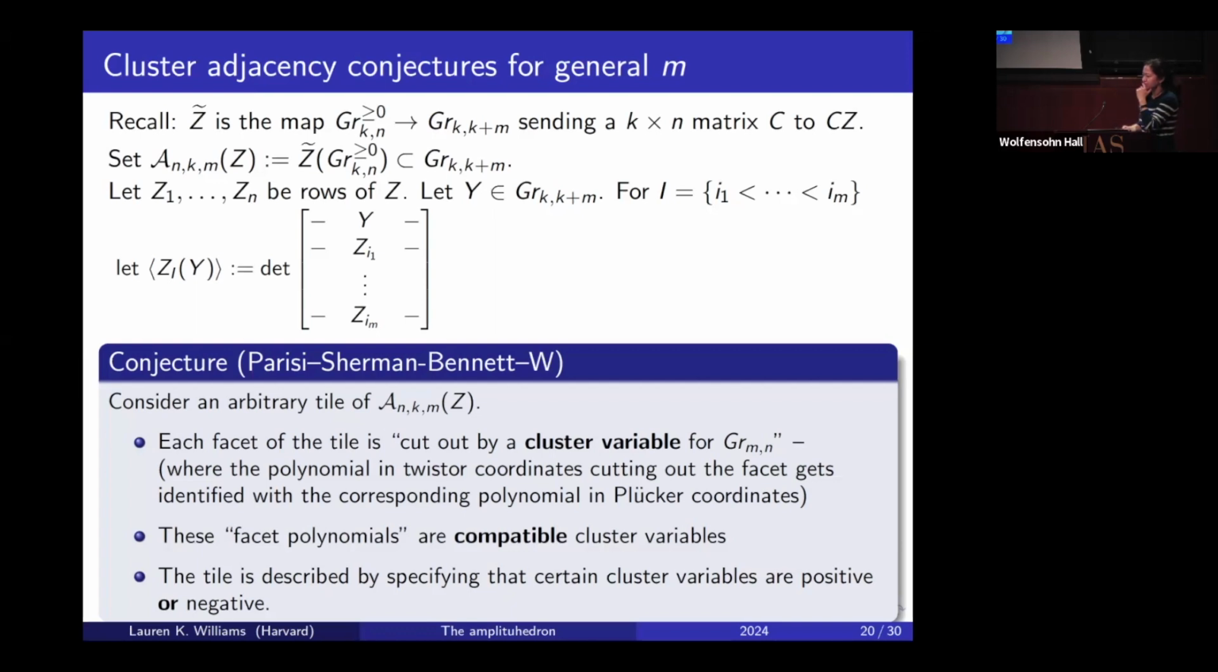So this is only for individual tiles, or if you have a tiling, do you have any conjectures for how the different... No, so we don't understand. There's not a clear relationship between the cluster structures, even on two adjacent tiles. That's not obvious.